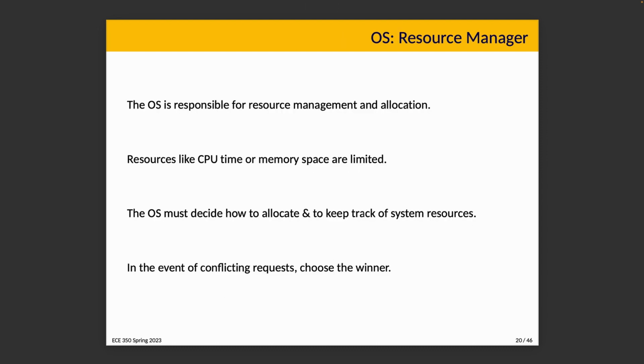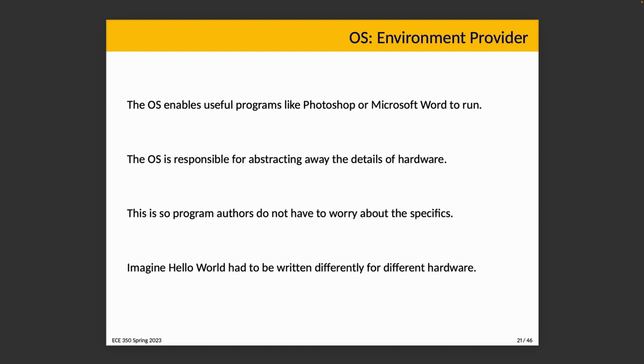Now, the operating system is responsible for resource management and allocation. Ultimately, any resource like CPU time or memory space is limited. We might have a huge amount, an incredible amount compared to 10 years ago or 40 years ago, but it's still limited. The operating system has to decide how to allocate these resources, and it is responsible for keeping track of the allocations so we understand what's currently in use and what is not. And in the event that there are conflicting requests, the operating system chooses the winner. It decides who gets that resource. So if two programs want to use the printer right now, the operating system gets to choose which program wins. How it does so, we'll talk about a little bit later on.